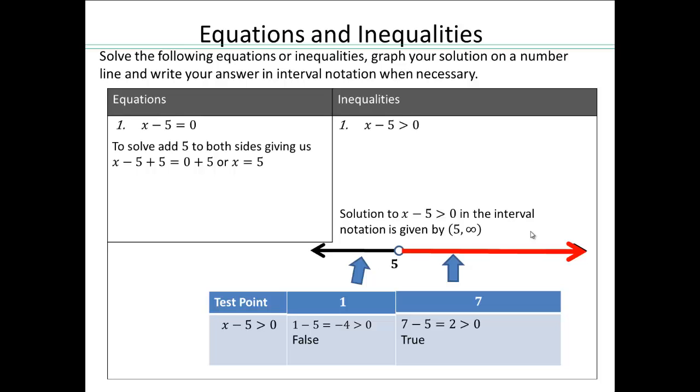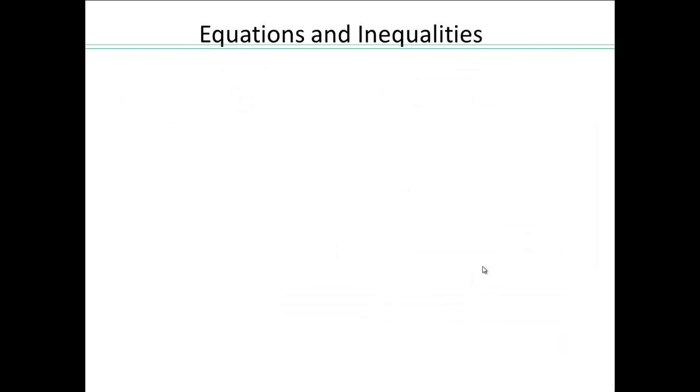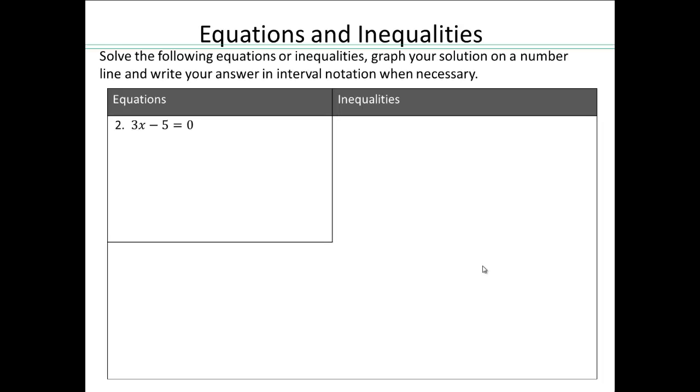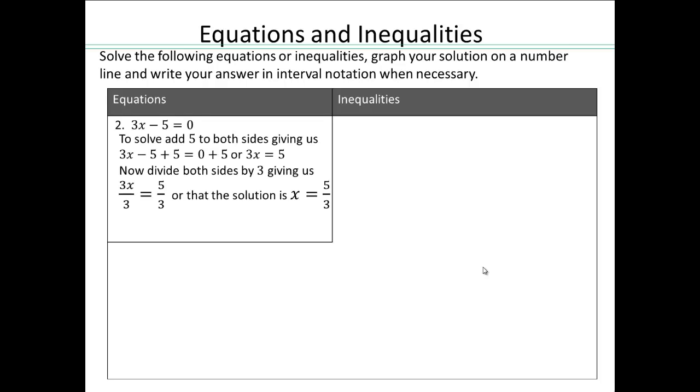This may sound like a complicated method to solve, but you'll see in just a few examples that this method is much, much more useful when it is a much more complicated inequality. Let's take a look at the equation 3x minus 5 equals 0. Solve it like you've done before, and you'll see that x equals 5/3 is your solution.